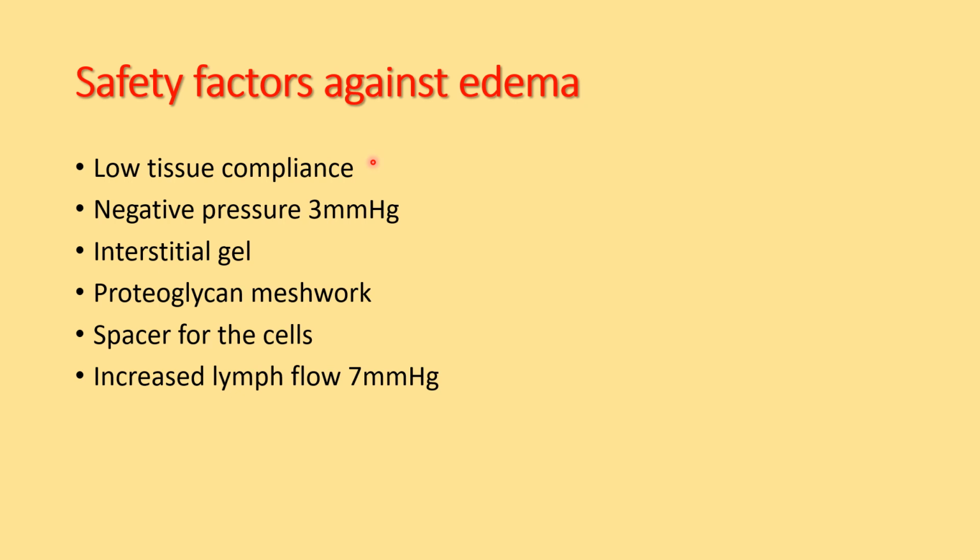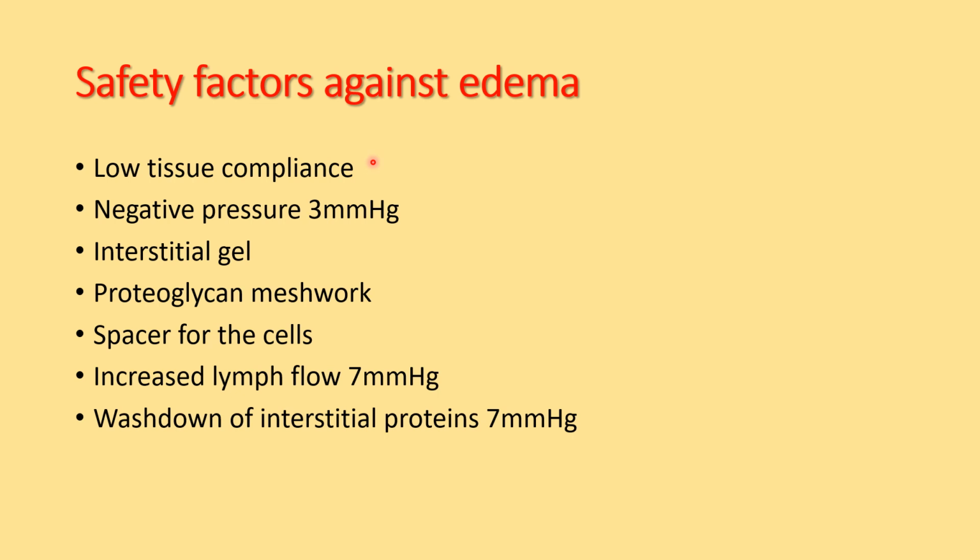And the third safety factor is caused by the wash down of the interstitial fluid proteins from the interstitial spaces, which is about 7 mm mercury. So the interstitial protein is washed down. The protein is removed from the interstitial tissue space. So this also creates 7 mm mercury.